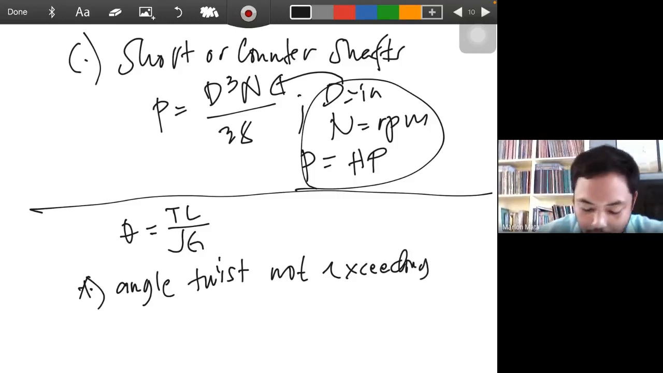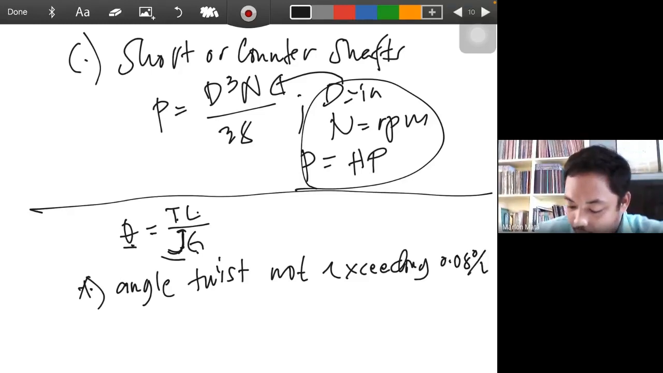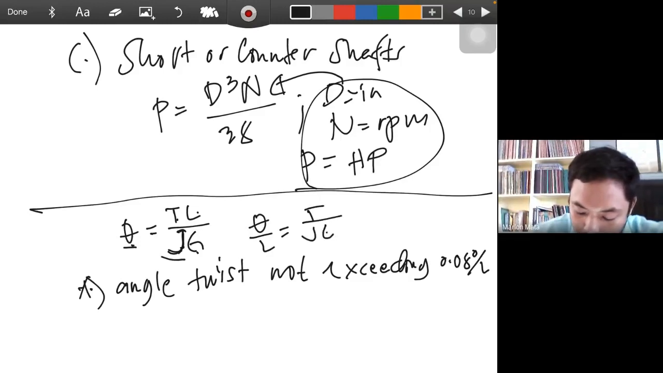For example, if you are solving for the diameter, the diameter is inside J, your polar moment of inertia. You are given the torque, the length, the modulus G, and the angle, which you convert into radians. When you shift-solve, your calculator will hang because the equation is so long. So these formulas are shortcuts in finding, for example, the diameter that produced that angle of twist, like this one, not exceeding 0.08 degrees per length. So theta per L is equal to T over J G.